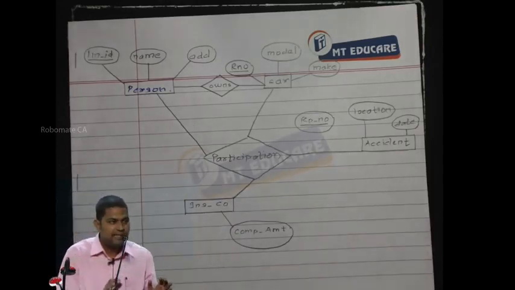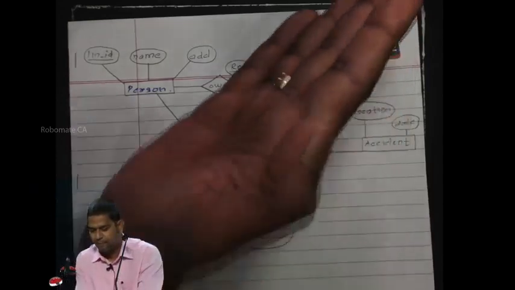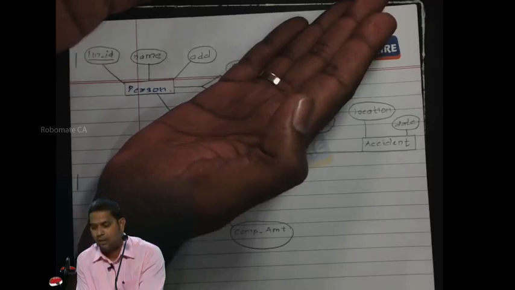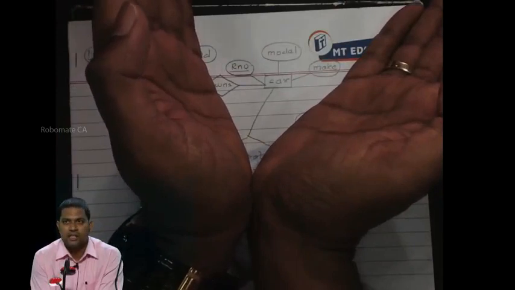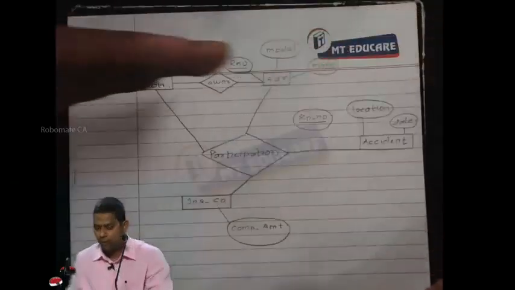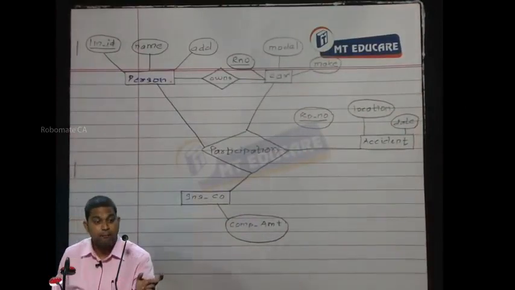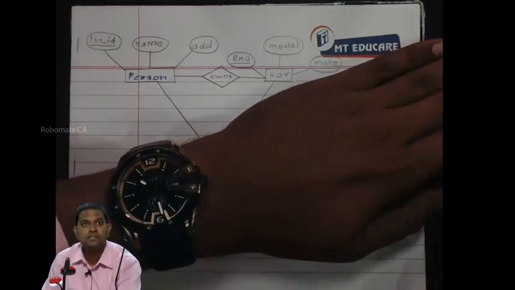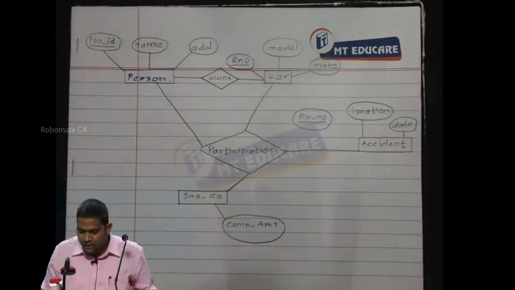See, it can be split into different parts. I want information about the person. This is it. I want information about the car. This is it. I want information about the accident. This is it. I want information about the insurance company. This is it. I want information in a combined format about the car and who is the owner of it. This is it. Understanding?